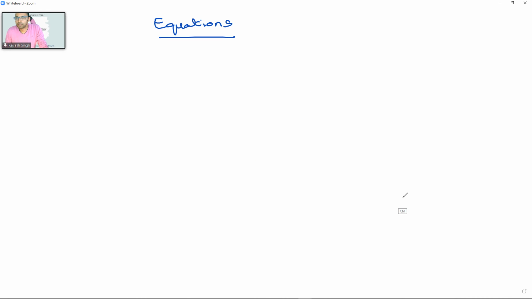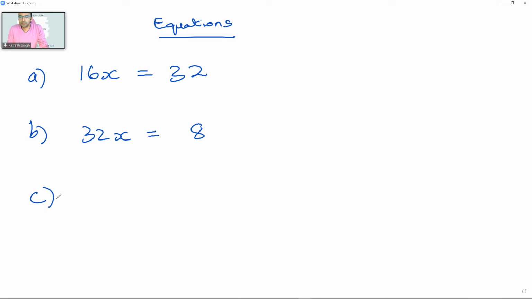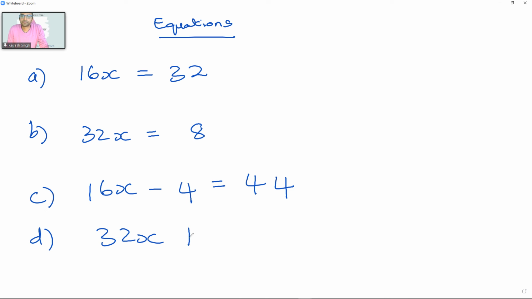So building on these concepts, let's do a few of these easy ones, right? Let's say I've got A, 16x equals 32. And I want you to work this one out. B, I've got 32x equals 8. C, I've got 16x minus 4 is equal to 44. And D, I've got 32x plus 10 is equal to 330. Okay? And I want you to try and solve those questions quickly.